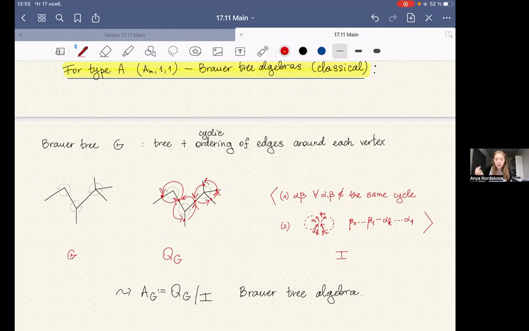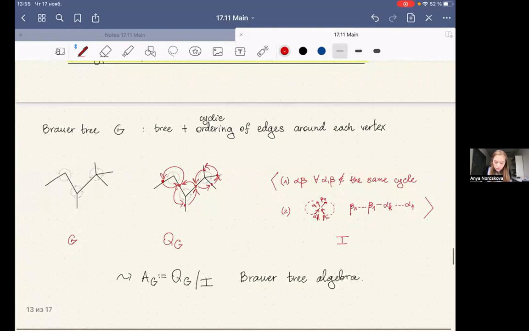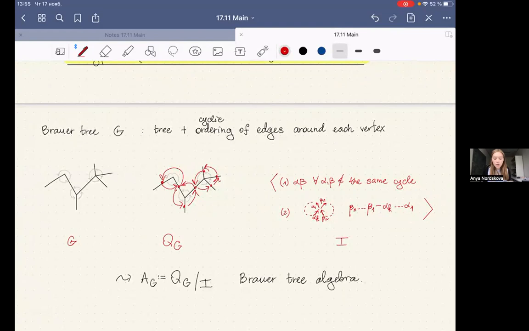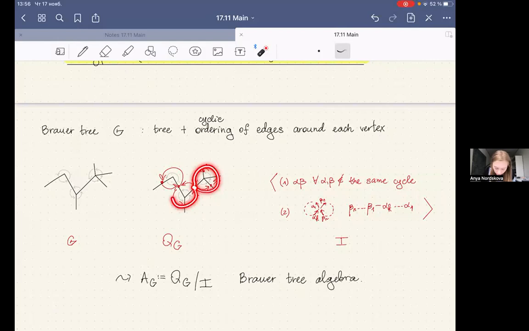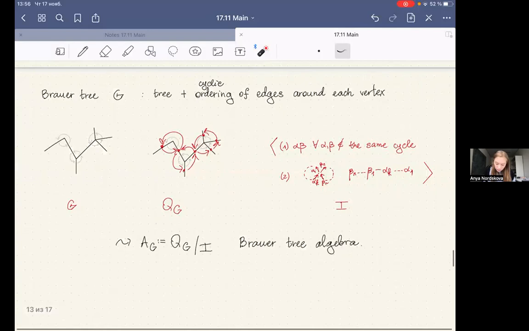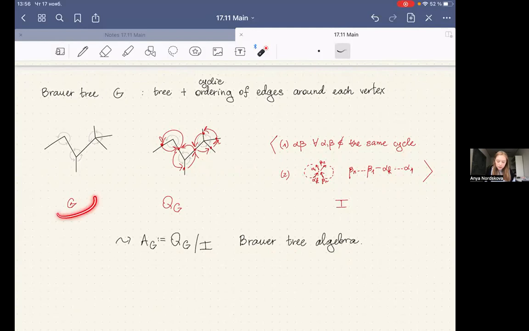And the relations are like this. So you can see that my quiver is a disjoint union of cycles. They have vertices in common, but not edges. And the relations are like this. The product of two arrows which are not on the same cycle is zero, and two cycles which start at the same vertex are equal. This is what I call the Brauer tree algebra associated to a Brauer tree like this.